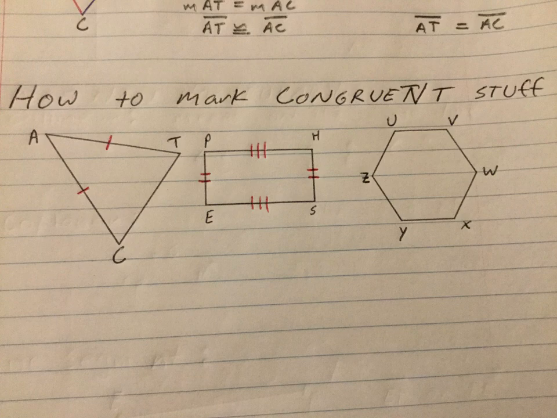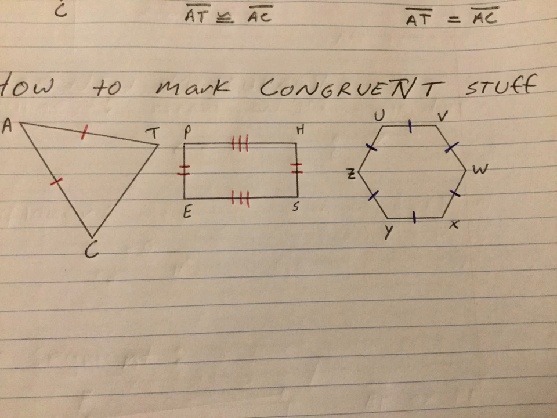We've got two congruent segments in the triangle. In the rectangle, we have opposite sides congruent. And in that hexagon, we see all 6 sides are the same measure, so we can include one tick mark for them.